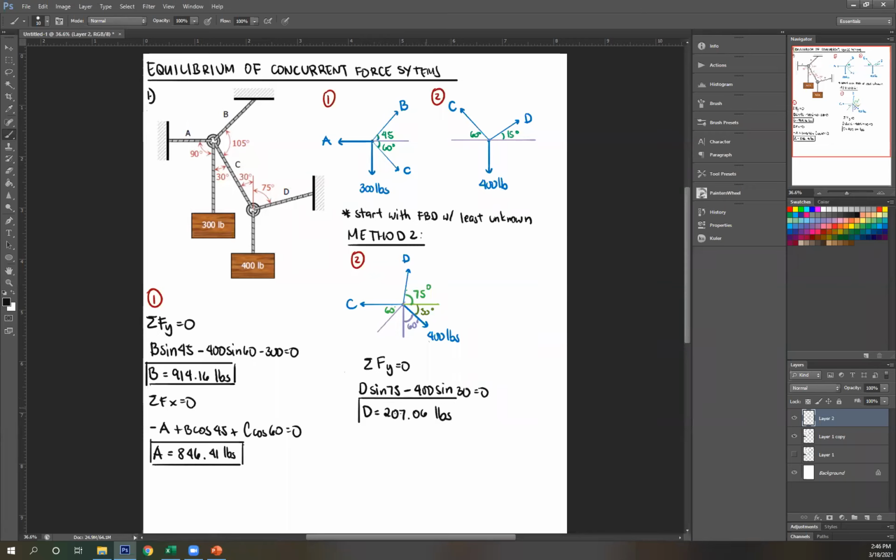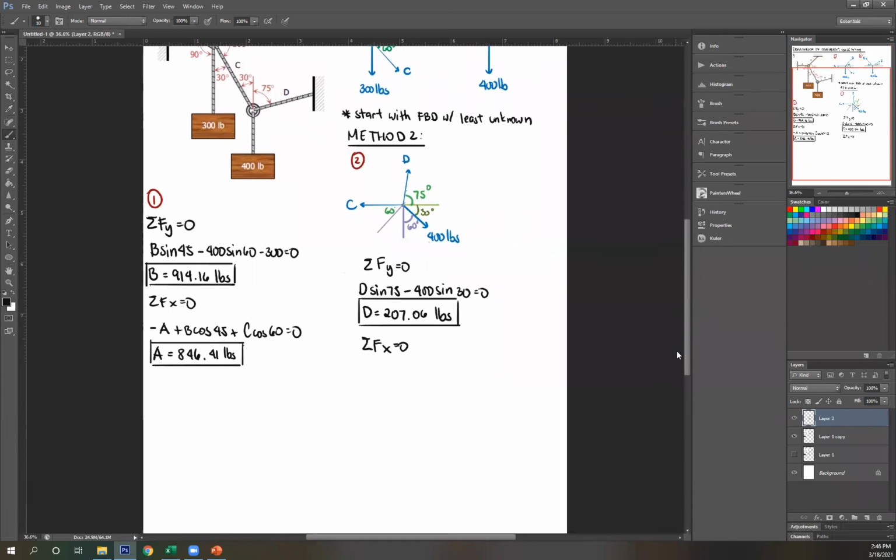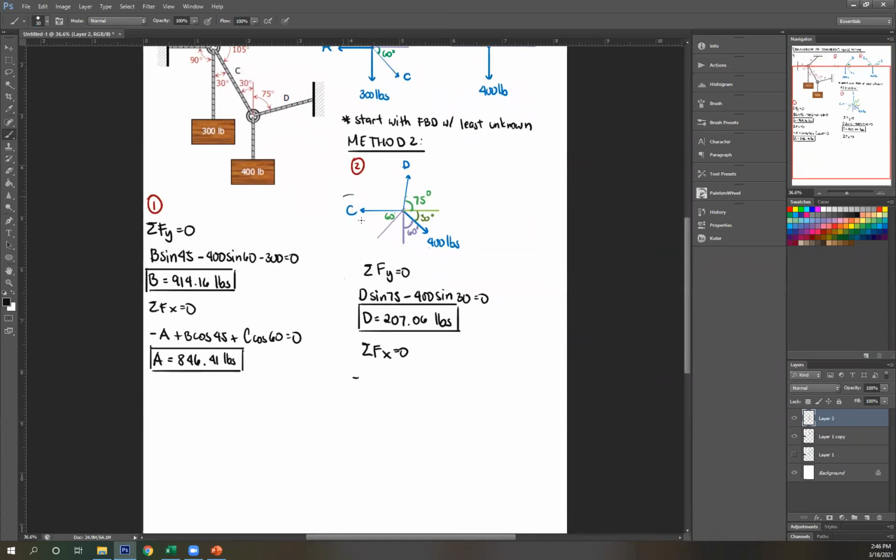Okay. And now I can use summation of forces X equals 0. So negative C since to the left, positive D since to the right, then X component is cosine 75, and then positive 400 cosine 30 equals 0. So please solve for C. What's the answer? Use the stored value of your D, okay?